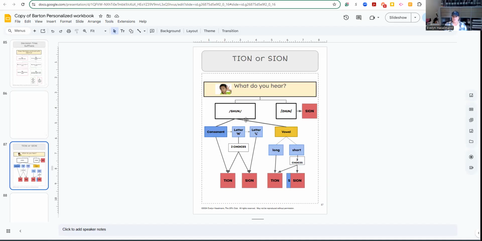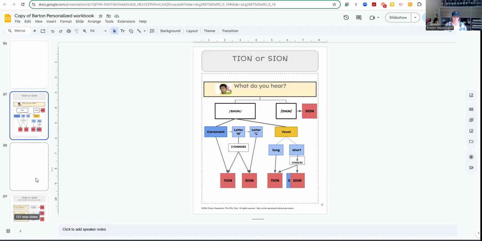But again, if you hear "zhun," use SION all the time. If you hear "shun," TION all the time, unless what? Unless it's a naughty short letter, short naughty letter, whatever.